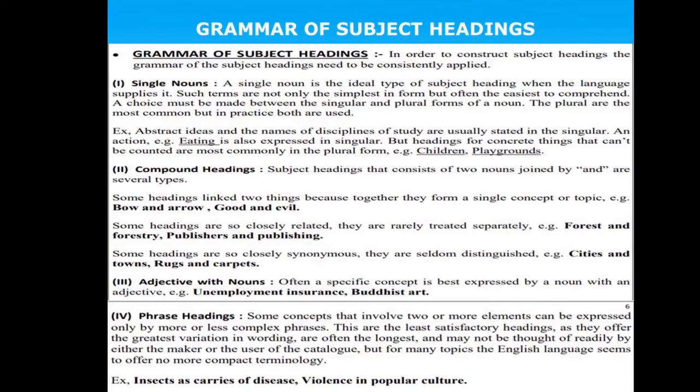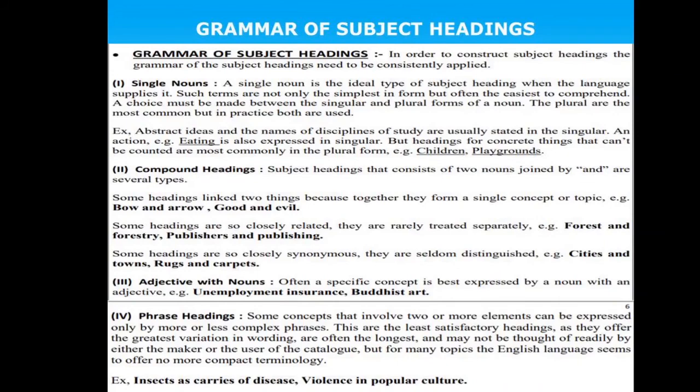But headings for concrete things that can be counted are mostly in the plural form. Children here is plural, child is singular. So for concrete things, the heading should be in plural, right? That's why not playground, playgrounds will be better. For actions, singular usage is better. For concrete things that can be counted, usage of plural forms is better.